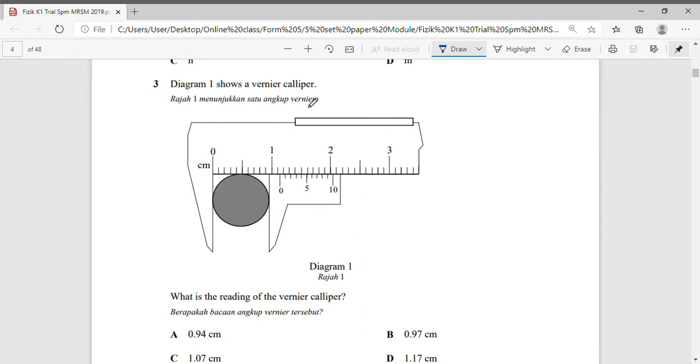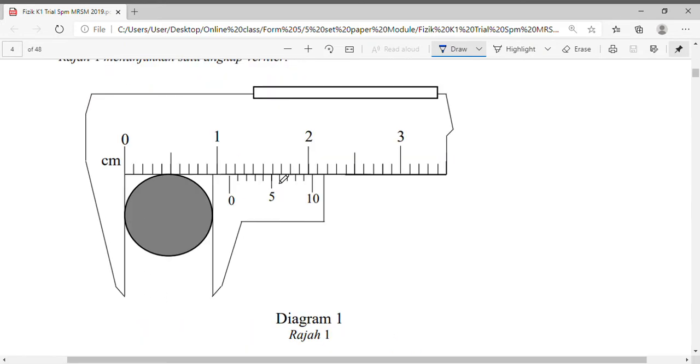Diagram 1 shows the vernier caliper. What is the reading of the vernier caliper? Actually, there's no correct answer for this question. How do we read this vernier caliper? First, read the line here, which is 0. On the main scale here, you get 1.1. This 1.1 is in centimeters.